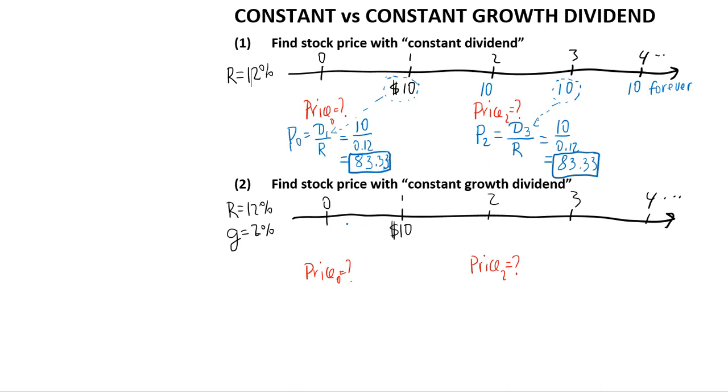Now we want to do the same thing in the second case, except now we added another number, right? The growth rate in dividends. Why? Because this is what constant growth dividend looks like. It means the dividend will not be the same. It will be growing at a constant rate every year, forever. What will the dividend be 2 years from today? Well, it's $10 in year 1.